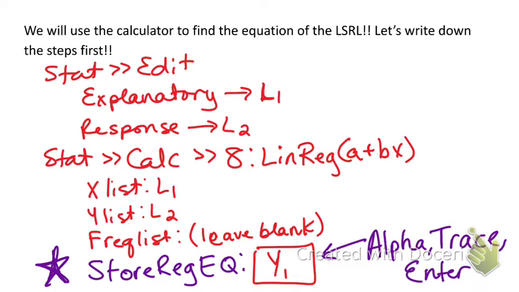Okay, so let's actually use this information and do this. You guys remember last week we did an example with 12 candies from the movies? There was this list of data, 12 movie theater candies. So you have that data there again. I want you guys to put that data in your calculator. So stat edit. You're going to put your data into L1 and L2. Explanatory goes into L1, response goes into L2.